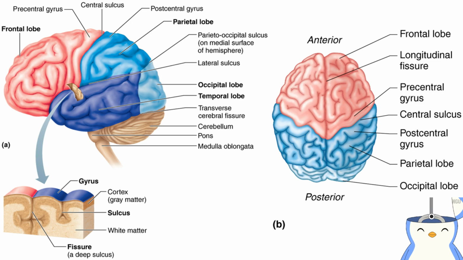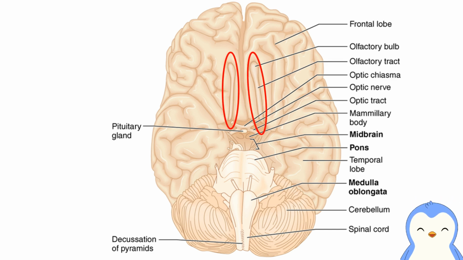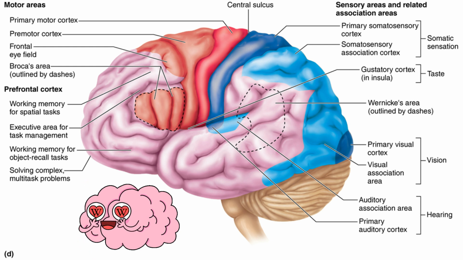These landmarks define the five lobes: the frontal, parietal, occipital, and temporal lobes, along with the insula, which is tucked deep inside. Finally, on the inferior surface, we find the olfactory bulbs and tracts, responsible for our sense of smell. Now let's identify the external functional areas of the brain.